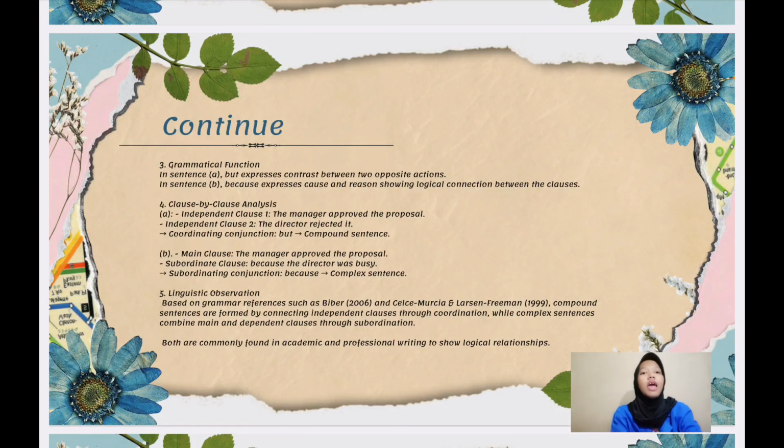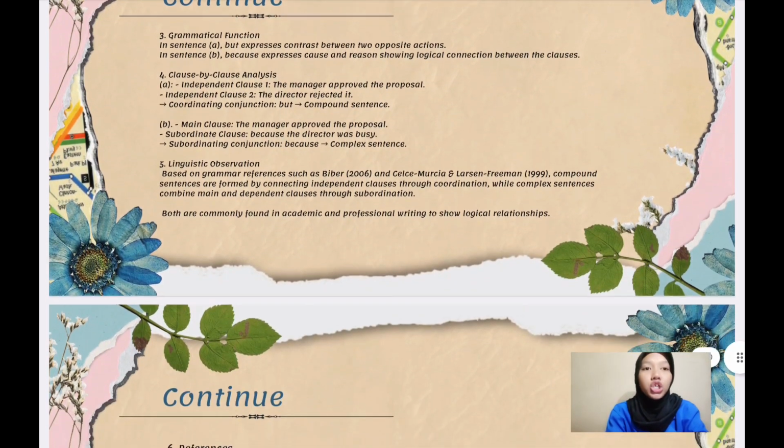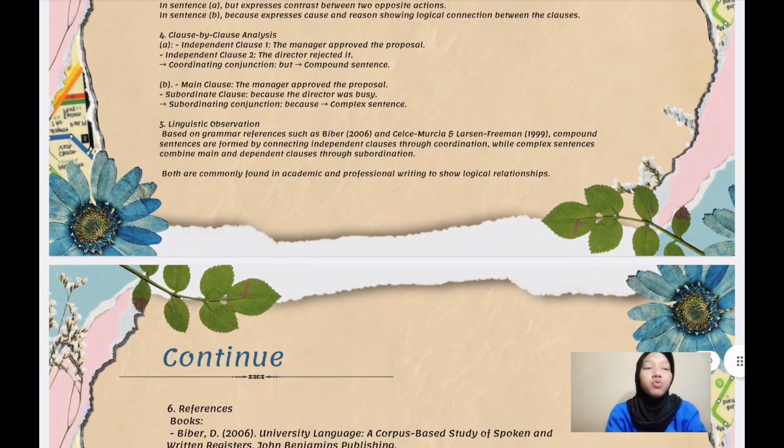In academic terms, studies by Celce-Murcia and Larsen-Freeman, 1999, show that compound and complex sentences are both useful in writing. Compound sentences help in coordination of ideas, while complex sentences help in subordination, or expressing logical relationships between clauses.